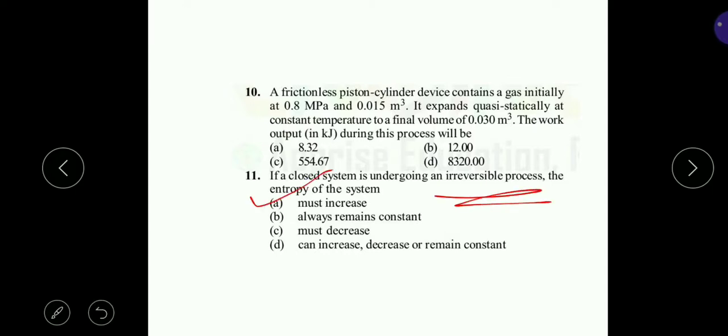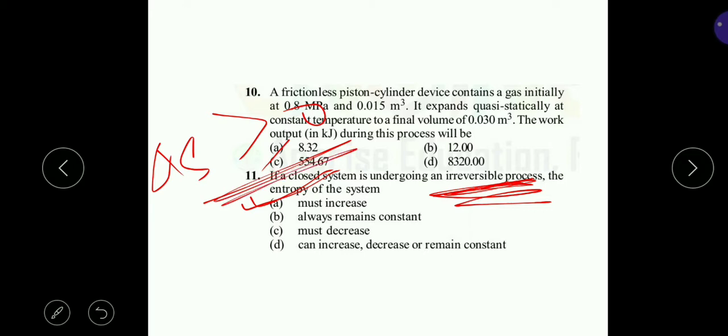Okay. So next, if a closed system is undergoing an irreversible process, the entropy of the system will be increased. For any irreversible process, entropy must increase. According to the classical statement, the entropy change dS may increase or equal 0. For a reversible process it will be equal to 0, and for an irreversible process it will be greater than 0.